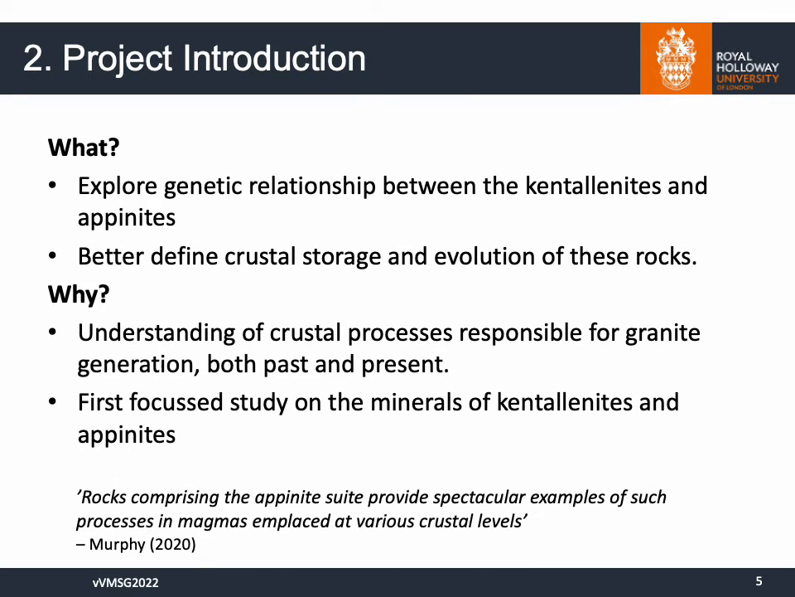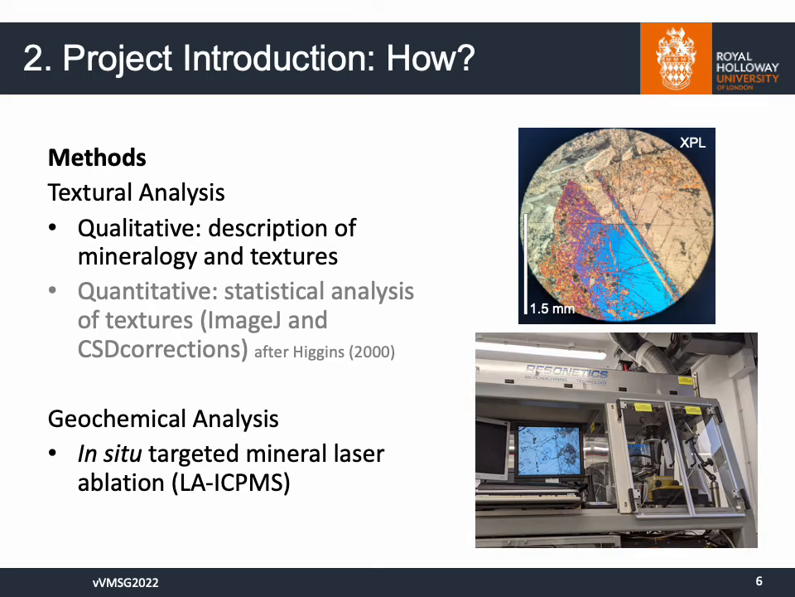The aims of this project are to explore the genetic relationship between the cumulates, and ultimately to better define the crustal storage and evolution of these rocks. These lesser explored rocks provide valuable information regarding the crustal processes involved in hydrous granite generation, with mineral analyses revealing information otherwise hidden by whole rock analysis. This not only has implications on modern systems, but Archean systems, where 60 to 70% of our continental mass was produced. The two methods employed here were textural analysis and geochemical analysis.